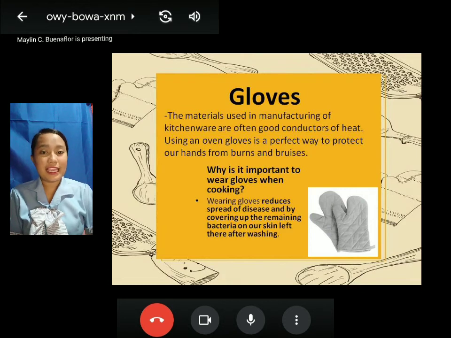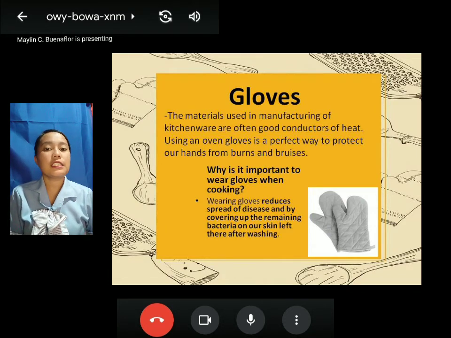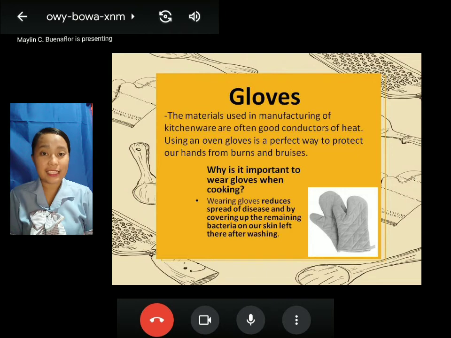So, the third one is gloves. The purpose of gloves is to protect our hands from hot objects, burns and bruises. So, why is it important to wear gloves when cooking? Let me call Alexa. Okay, so it is very important to wear gloves because it will help us prevent accidents.